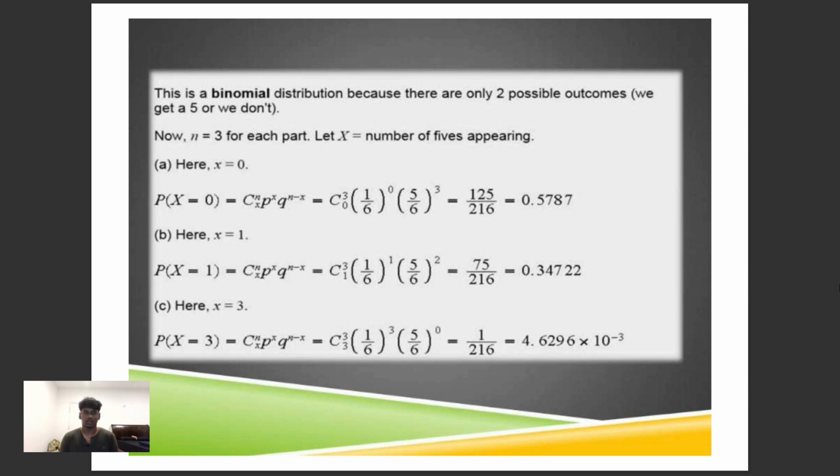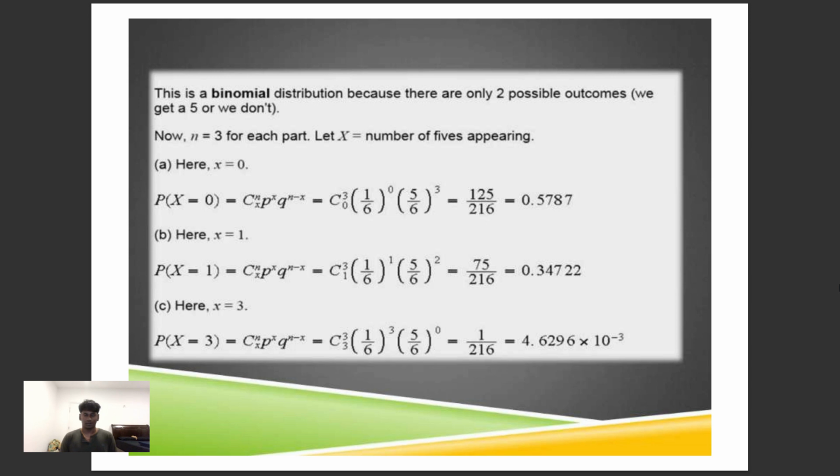For a, here x is equal to 0. So P of x equals 0 is equal to nCx multiplied by p to the power of x multiplied by q to the power of n minus x, which is equal to 3C0 multiplied by 1/6 to the power of 0 multiplied by 5/6 to the power of 3, which is equal to 0.5787.